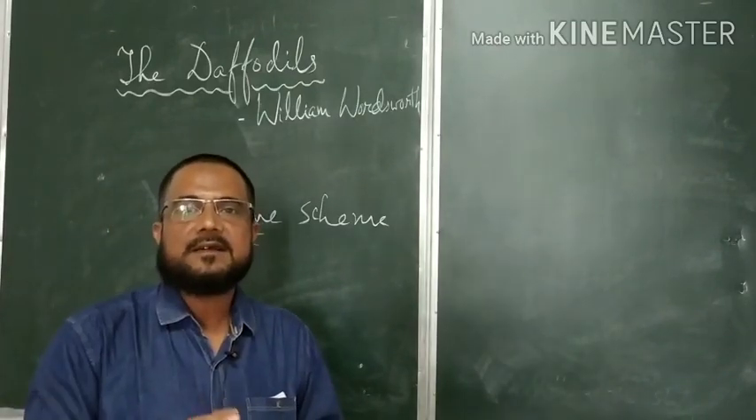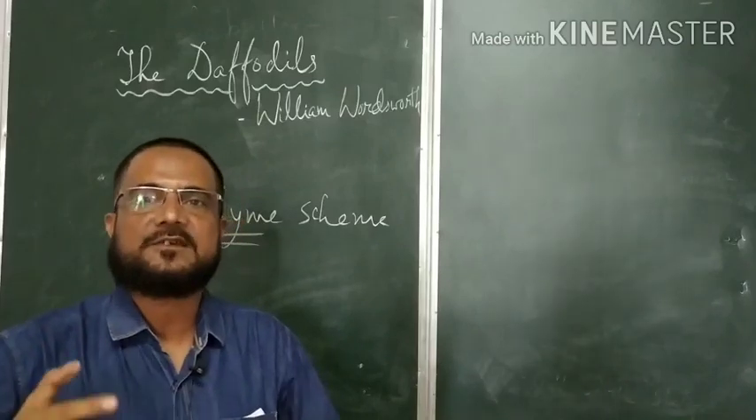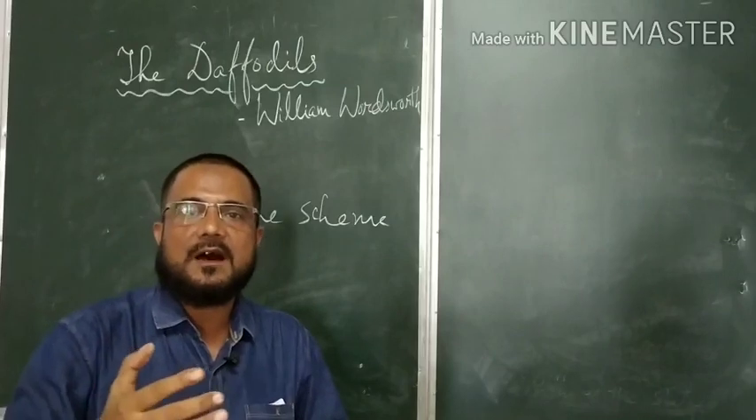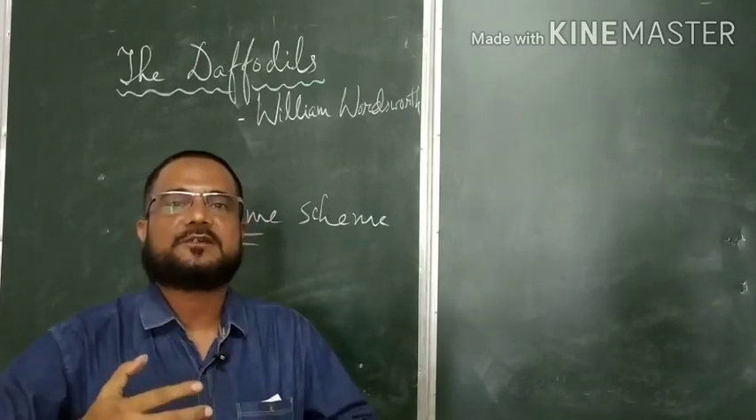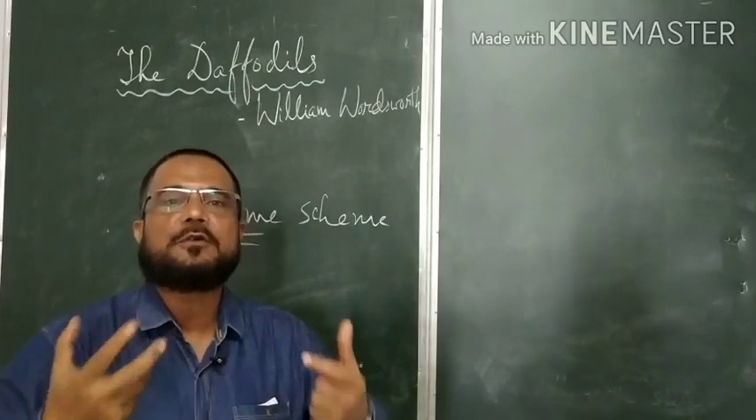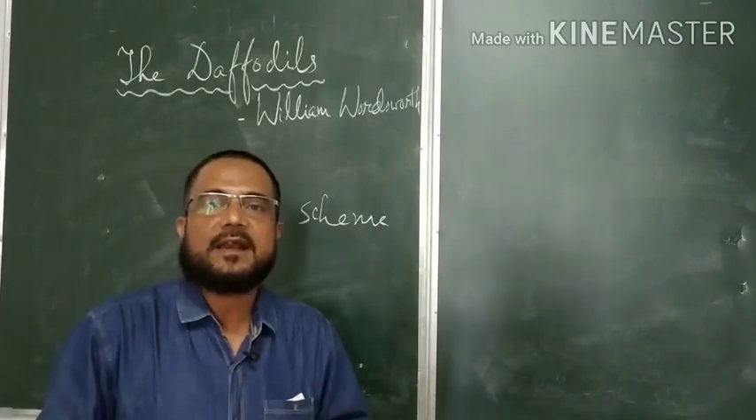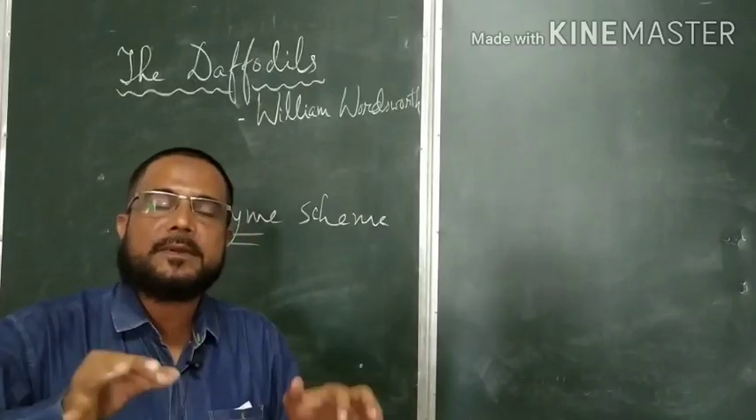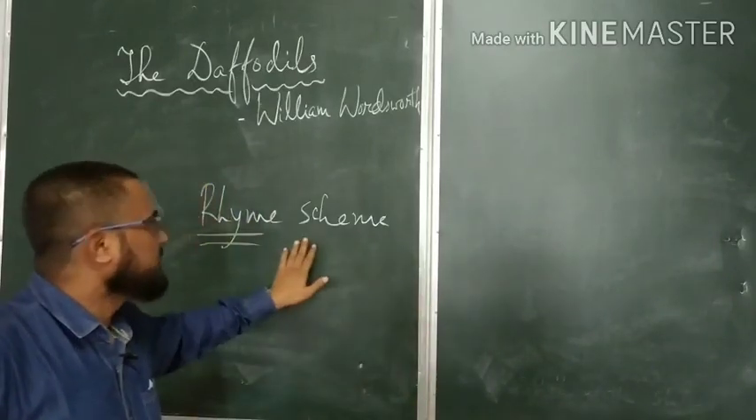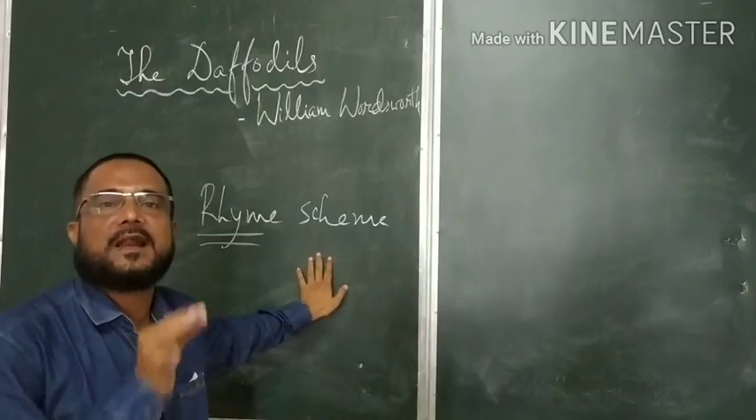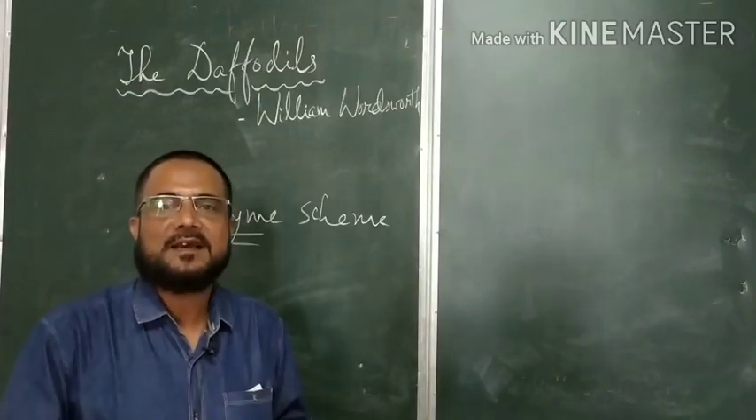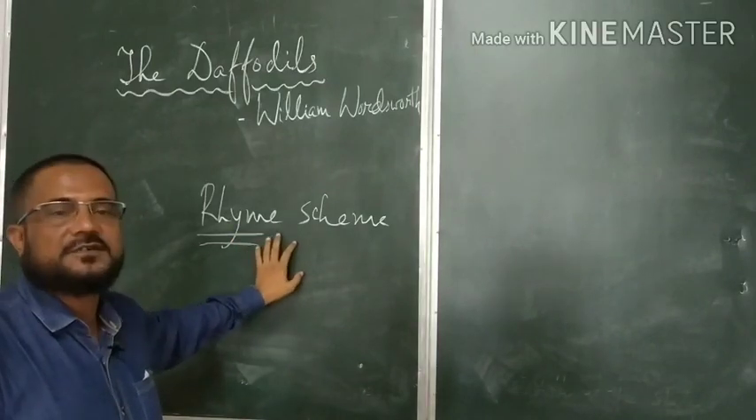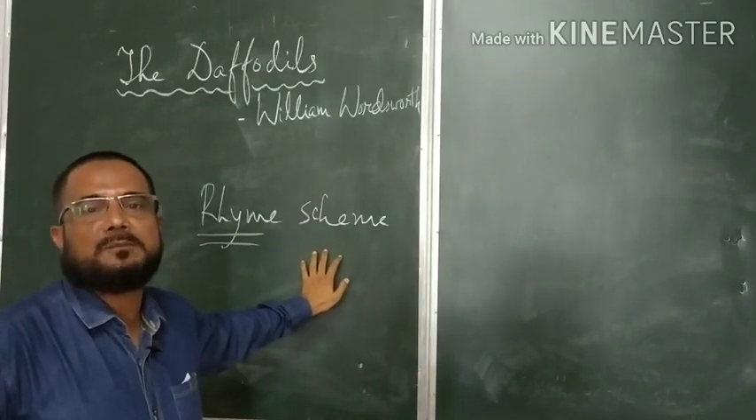Or it may be that the first and the third line have similar sound, second and fourth line have a similar sound again, or the last two lines in a particular stanza have similar sounds. This similarity of sound is called rhyming. And rhyme scheme means in what way a particular poet in a particular poem has used this rhyming system. That is called rhyme scheme. This is something very interesting. Have a look at the text and see how Wordsworth has maintained rhyme scheme in the poem The Daffodils.